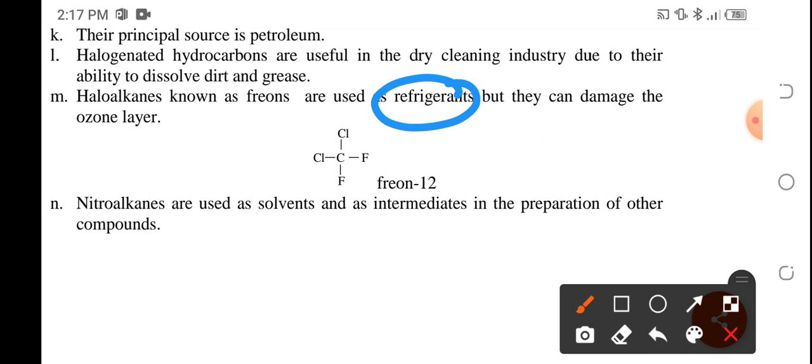Okay? Then nitroalkanes, which are products of nitration, could be used as solvents and intermediates in the preparation of other compounds. Okay, so those are the common properties and uses of alkanes.